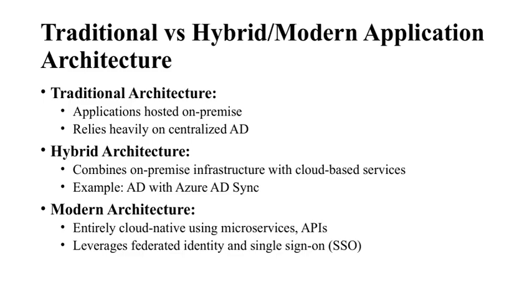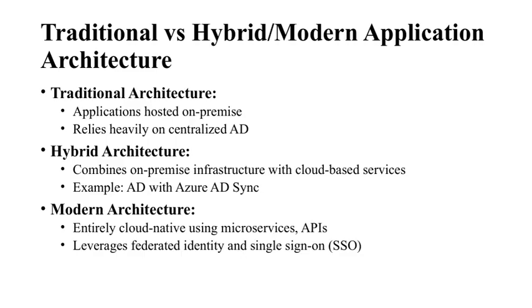First, with traditional architecture, applications are hosted on-premise, meaning everything is managed locally within the organization's own data centers. This setup relies heavily on a centralized Active Directory, or AD, for managing identities and access. It's a straightforward approach, but can be less flexible when it comes to scaling or remote access.